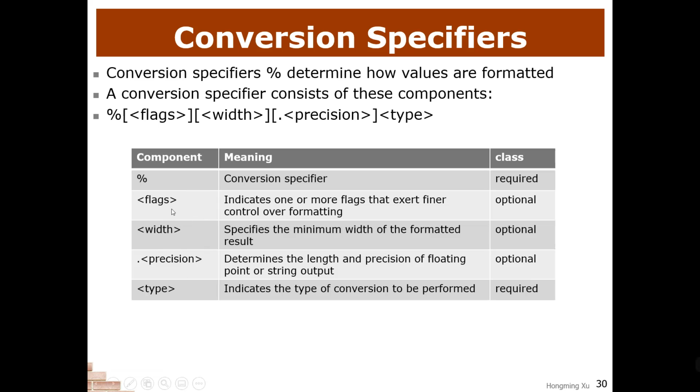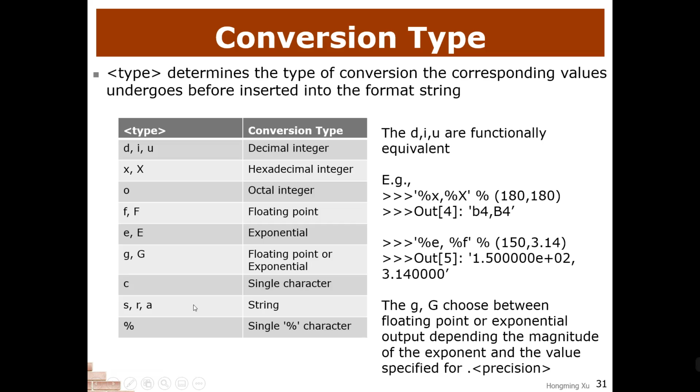Like the first one, flags, it indicates one or more flags that exert fine control over formatting. And the width, this is very intuitive. It specifies the minimum width of the formatted result. Precision, also very intuitive, determines the length and precision of floating point or string output. Type indicates the type of conversion to be performed. In the following few slides, I will introduce these four components in detail.